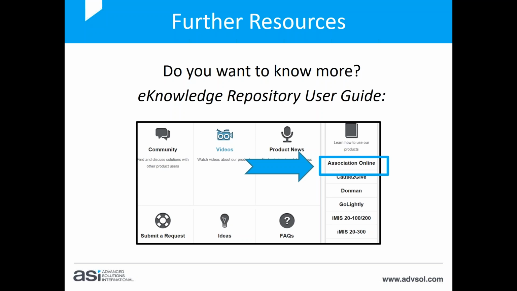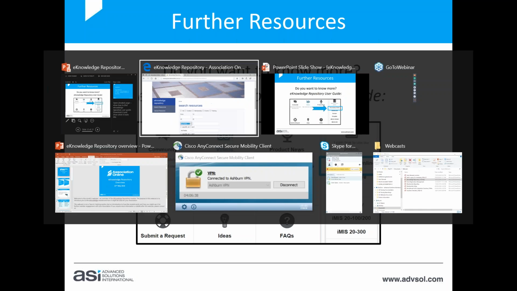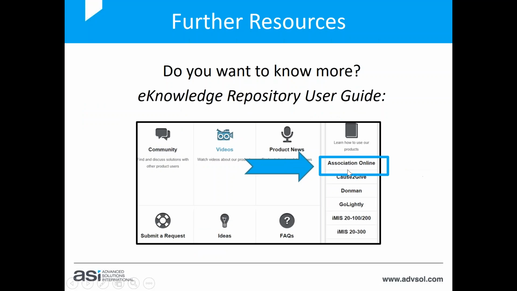If you want to know more, we do have an eKnowledge repository user guide. There is a manual created. I haven't got it up at the moment. It is in the client support portal, and if you click on Association Online, you'll come to the Association Online documents.